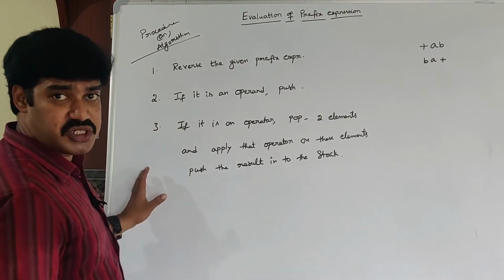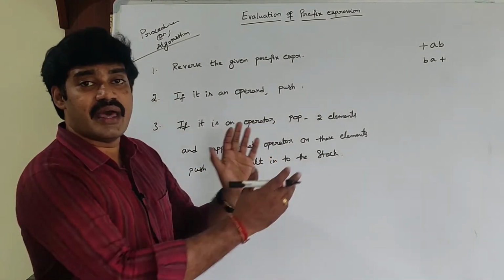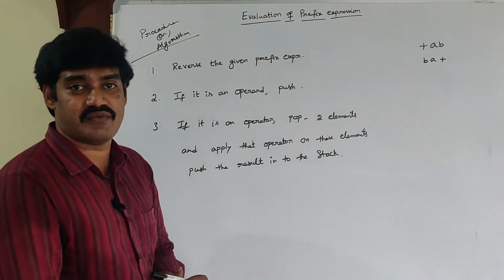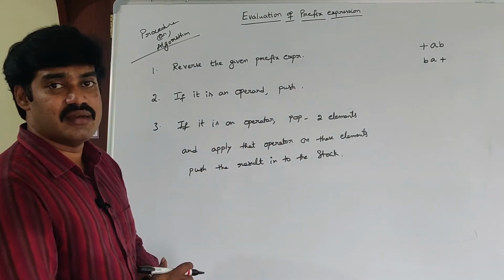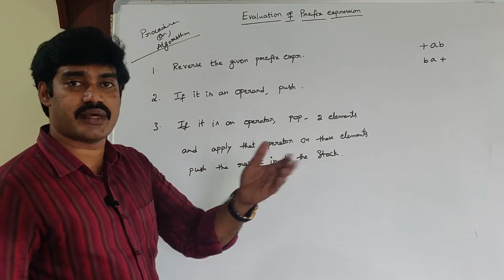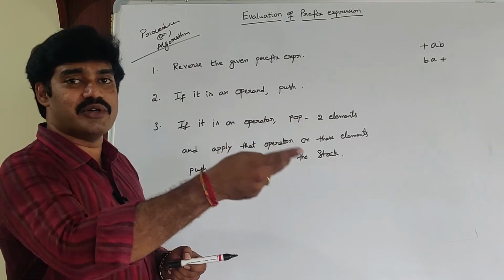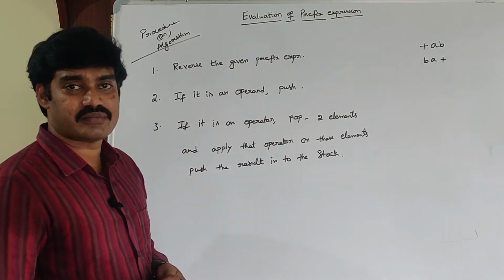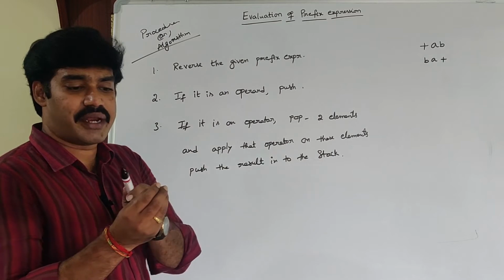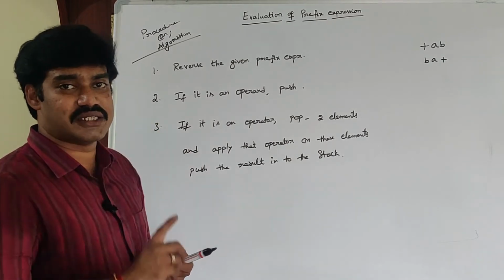So this is the procedure to evaluate the prefix expression. What is the first step? Reverse the given prefix expression. Second one is scan the expression from left to right. If it is an operand, then push into the stack. If it is an operator, then pop the topmost two elements from the stack, then apply that operator on those two operands. Next, push the result into the stack.